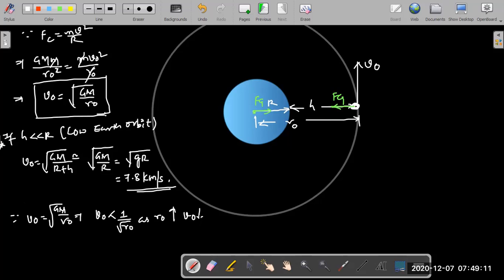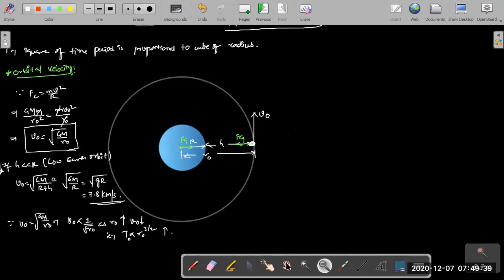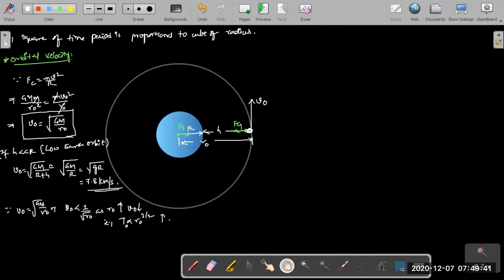That means as you move away, the time period increases, because the distance traveled is increasing while velocity is decreasing. So time period is proportional to r naught to the power 3 by 2 in that particular orbit. So time period increases and they will move slower, whereas closer orbits move faster. Mostly questions will be based on this logic only.